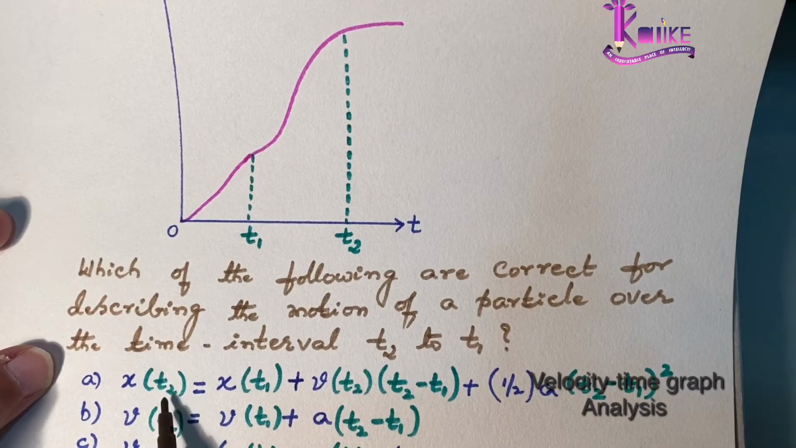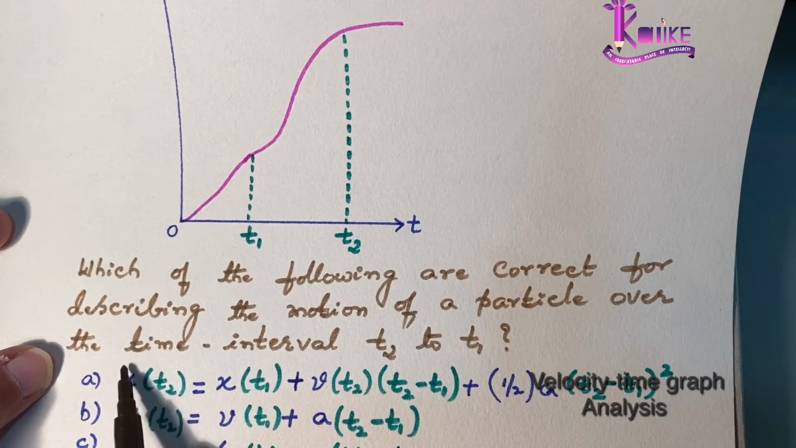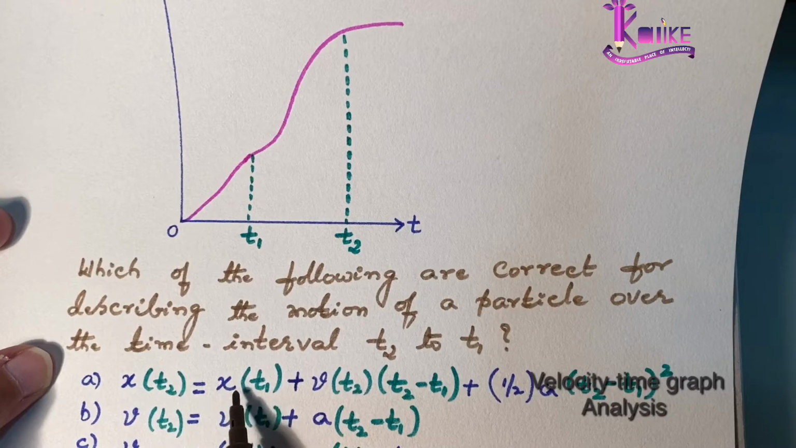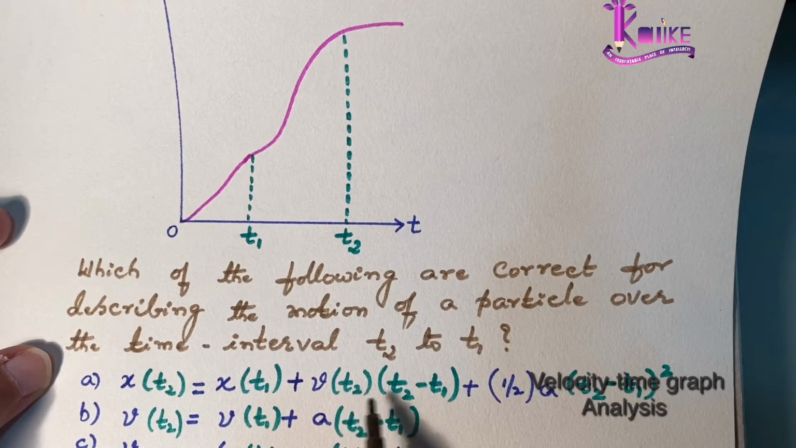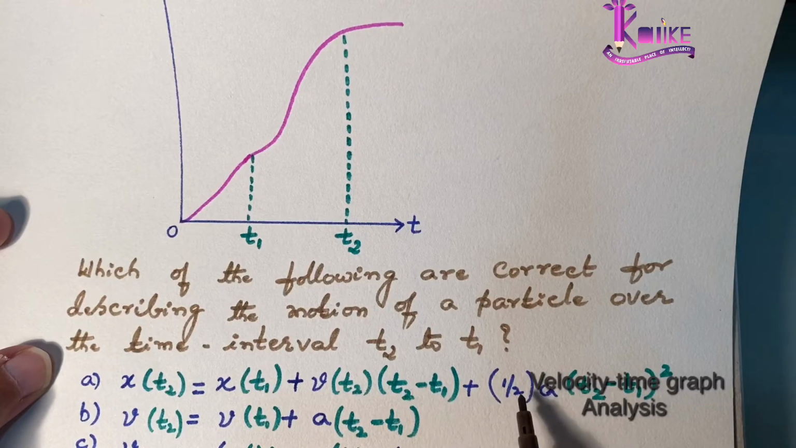Now I'll simplify this and write it down. x of t2 is the position at time t2, and x of t1 is the position at time t1, so this can be written as x2 and x1. v of t2 is the velocity at time t2, so you can call it v2, into t2 minus t1, which is nothing but delta t, the difference in time, minus half a into delta t whole square.